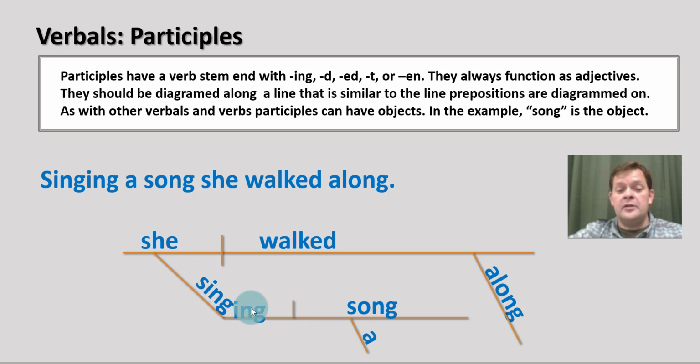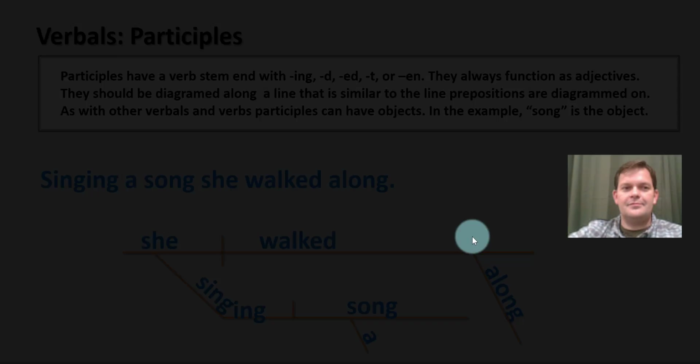You kind of write the letters on a curve there, and then you have a divider on the horizontal line between the participle and an object, if there is an object of the participle, which you have in this case here. Singing a song, she walked along. So along is saying how she walked, but singing is modifying she in this case. Moving on then.